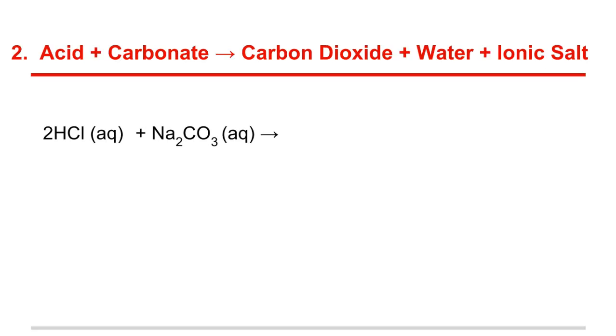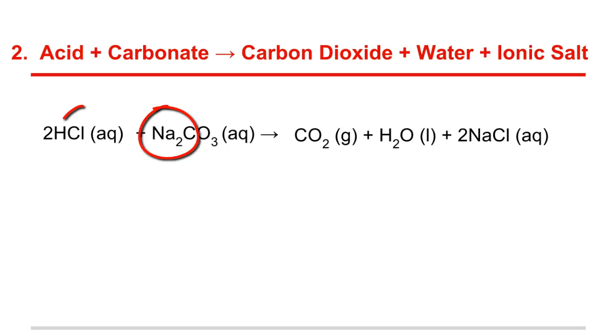In the first example, hydrochloric acid reacts with sodium carbonate. That's going to form carbon dioxide gas, water, and an ionic salt. Again, your salt is coming from the cation, this time from the carbonate, and your anion from your acid. The salt that we form in this example is sodium chloride.